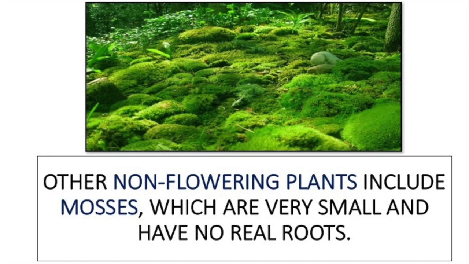Other non-flowering plants include mosses, which are very small and have no real roots. Yes, you see all of the green in this picture here at the front? This is what we call moss. It's a type of non-flowering plant, and it doesn't grow very tall. But in the background, if you look closely, you can see flowers. So here in the front is the moss, non-flowering. But then in the background, we have flowers. Okay, guys?